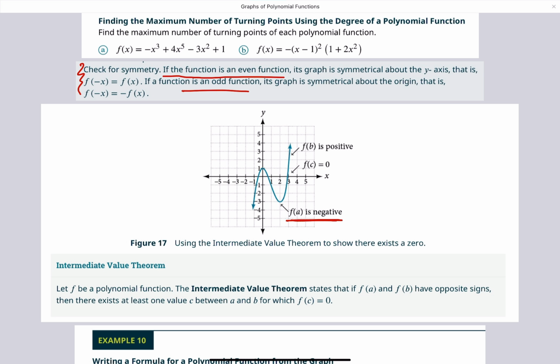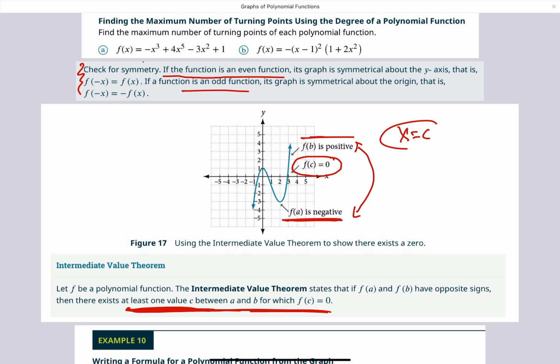So if I have f of a, which is negative, and f of b, which is positive, it doesn't matter which is negative or which is positive. As long as these two have opposite signs, it means that there will be a point which is an x-intercept between these two points. At least one. There could be more, but at least one between a and b for which f of c equals 0, which means that c is an x-intercept, right? And that's it.